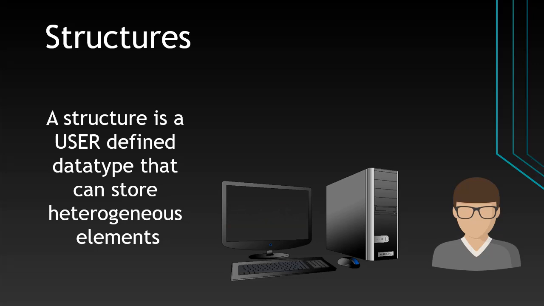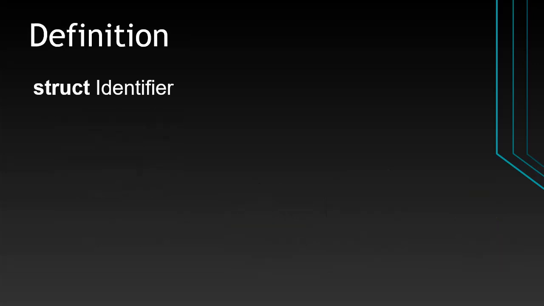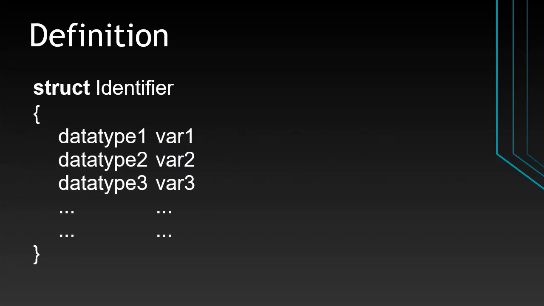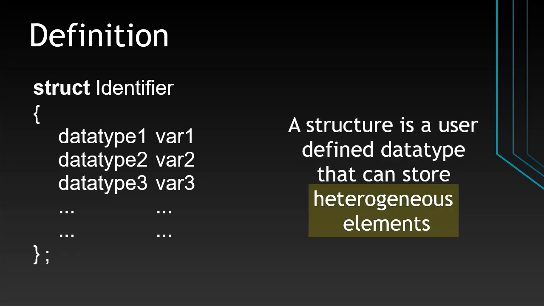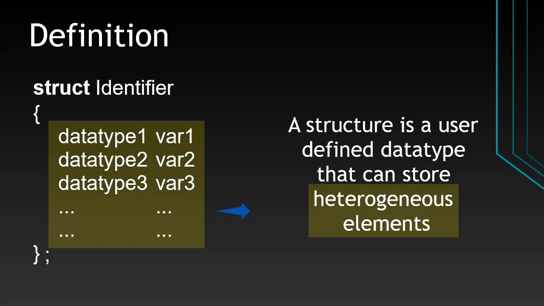So let's define our struct variable. The syntax requires a keyword struct followed by an identifier. Then come the braces with data types corresponding to the variable names. Remember to always add a semicolon at the end. If you look at the definition, a struct data type will store heterogeneous elements. These are those heterogeneous elements.